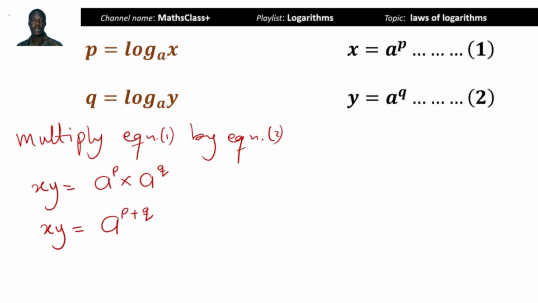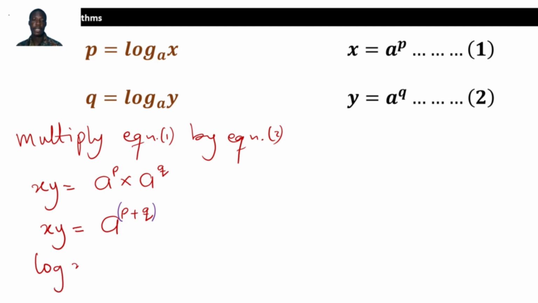Okay, so with this, I'm going to convert it to logarithm. So I'll get it as log. Remember, look at the base. If I am converting this to logarithm, look at the base. So let me put the exponent in brackets. So log xy to the base a is equal to what? The exponent, which is p plus q.